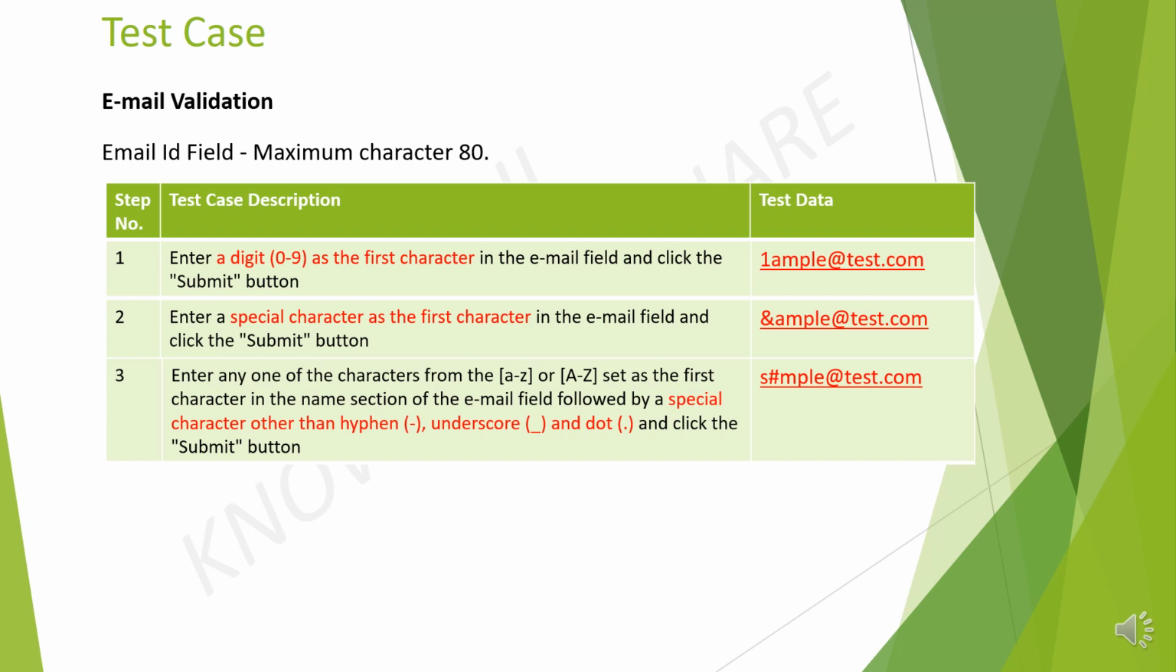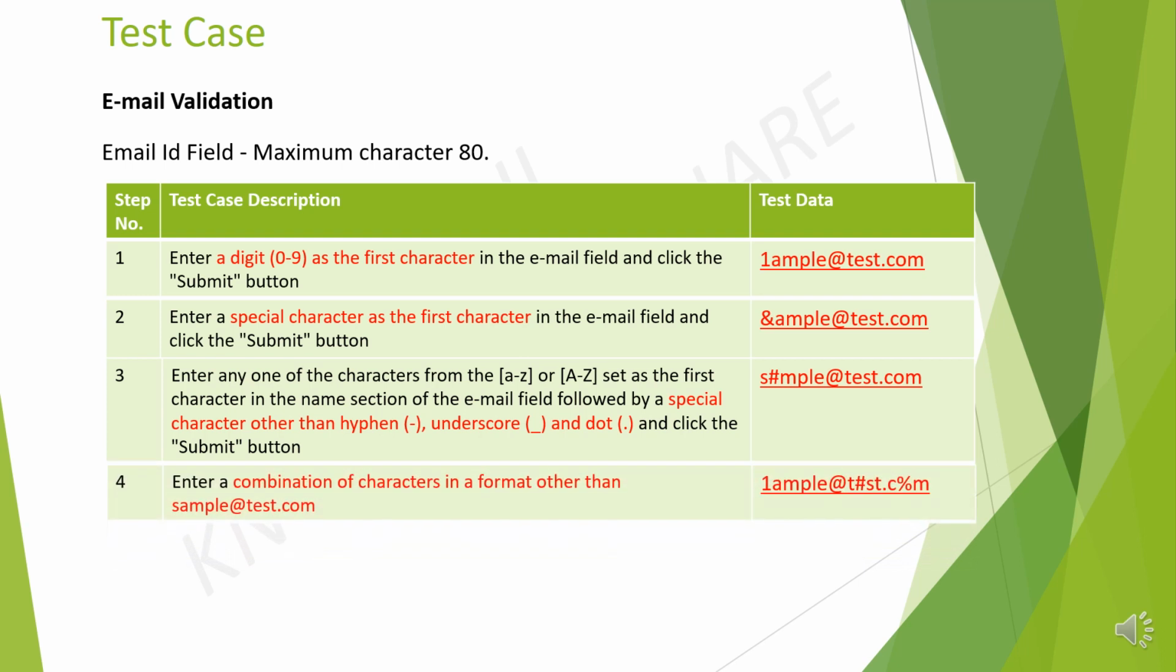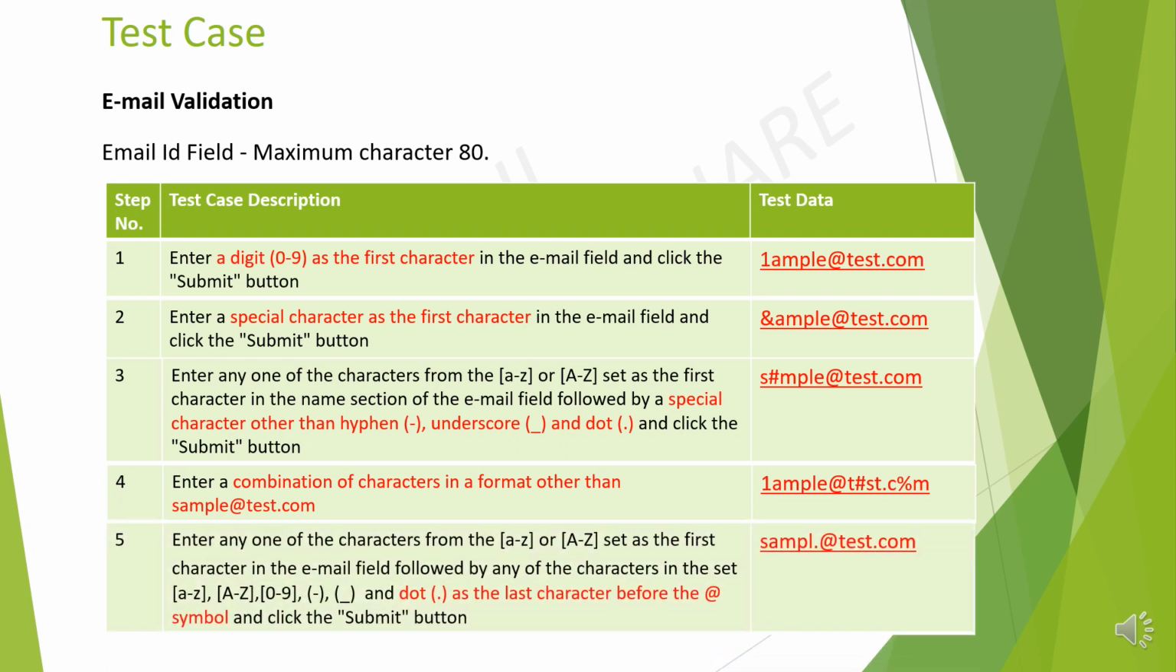Test case number 4. Enter a combination of characters in a format other than sample@test.com. Test case number 5. Enter any one of the characters from A to Z as the first character in the email field, followed by any of the characters marked here and a dot as the last character before the @ symbol, and click the submit button.